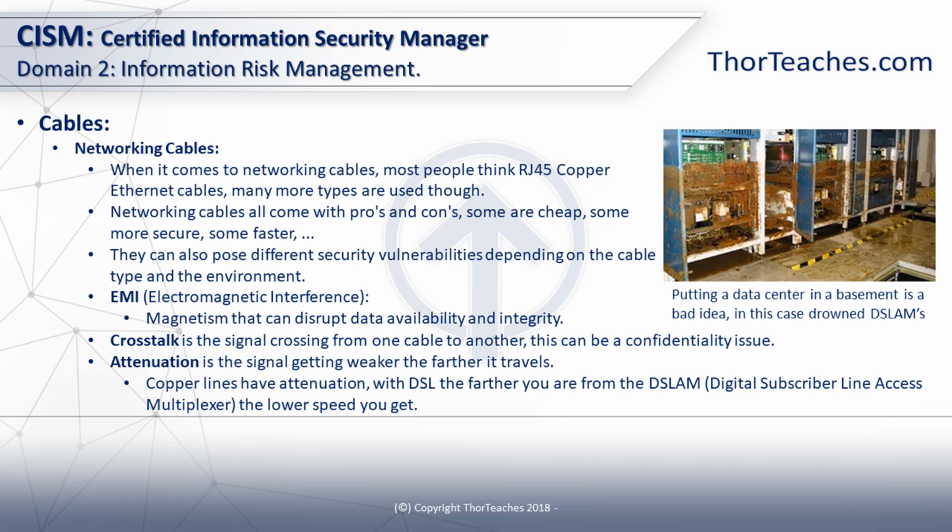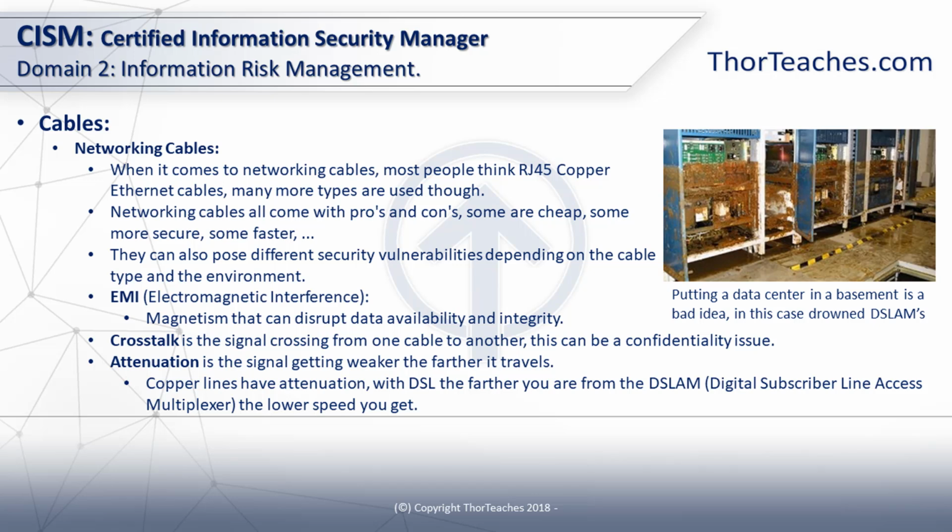We haven't covered attenuation yet, but it's basically the further away from the central we get, the weaker the signal is. Most copper lines will have attenuation. If you have a DSL line at home, the further you are from the central, or the DSLAM, digital subscriber line access multiplexer, the lower speed you get. If you're within half a mile, you can probably get optimal speeds. If you're a mile or two away, or 2 or 3 kilometers, your speed is going to be significantly decreased, and at 5 or 6 kilometers away from the central, you're not really going to get any connection worth mentioning.